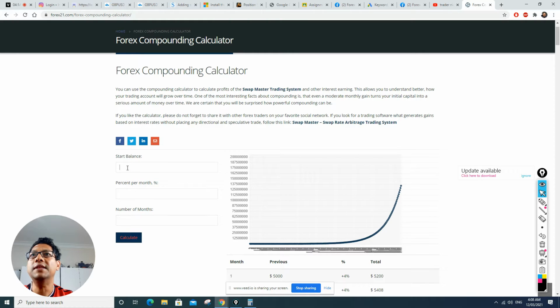Start balance. So for example, you have a $5,000 account, or you might have a $500 account. No problem. You can place your value here, and then percent per month. Instead of percent per month, we consider percent per week. So we will count month as a week. So how much you can make a week from your account, that's very important.